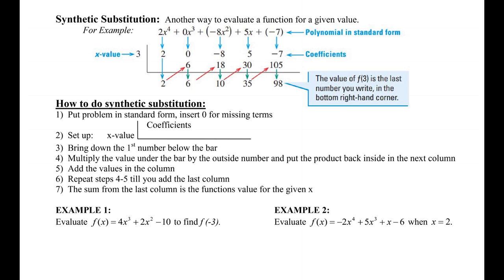And you're going to repeat that again. 6 times the outside number, 3, gives me 18. I put it in the next column. I add those together. Then I do 10 times 3. Put it in the next column. Add them together. 3 times 35. Put it in the next column. Add them together. So the value of f of 3 is going to be the last number that you write in the bottom right hand corner.